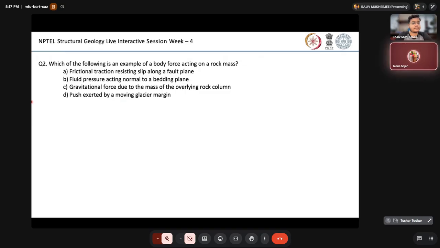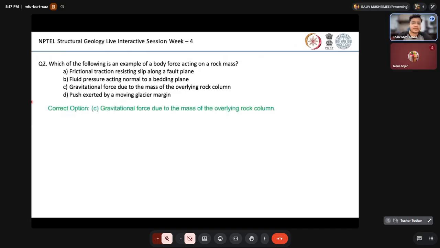Option C. Yes, option C is the correct answer. Gravitational force due to the mass of the overlying column. So this is a body force. This is not a surface force, right?